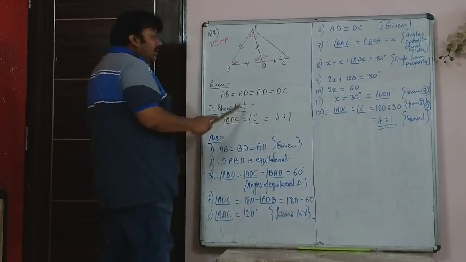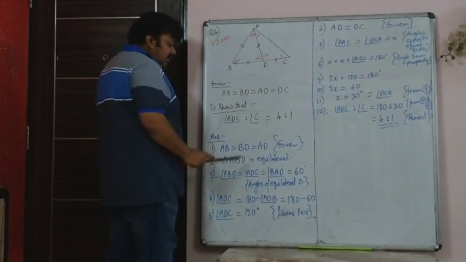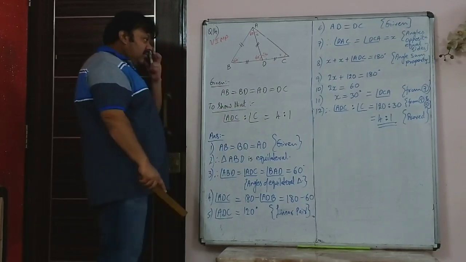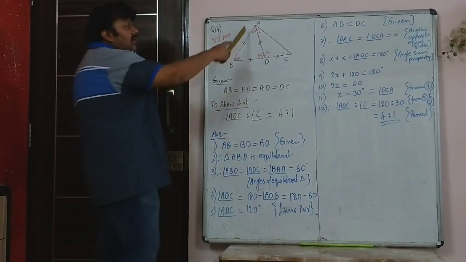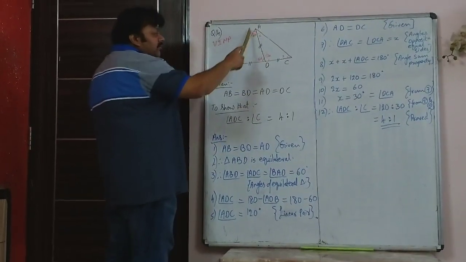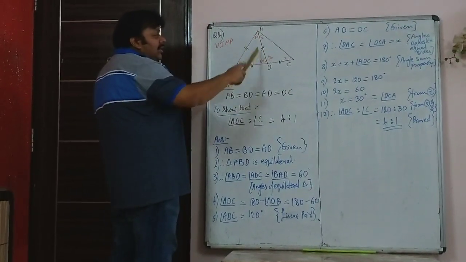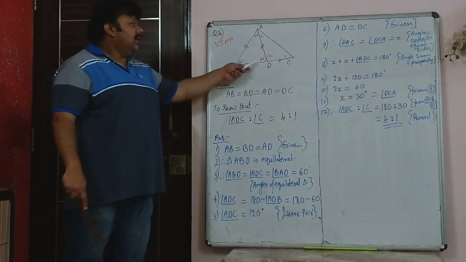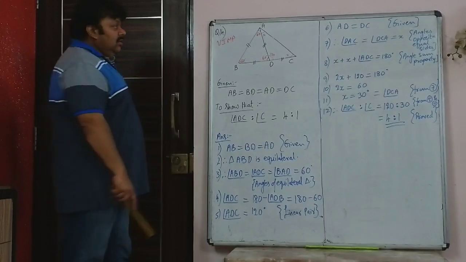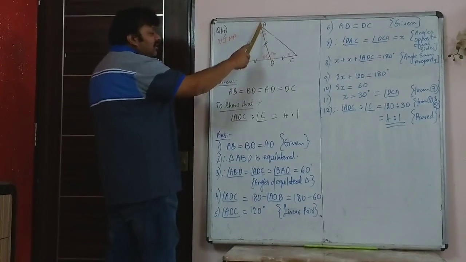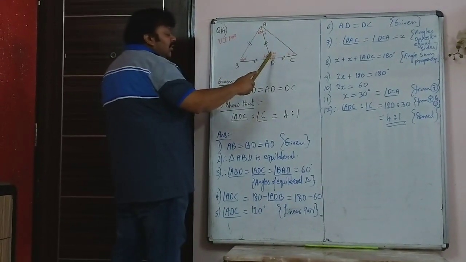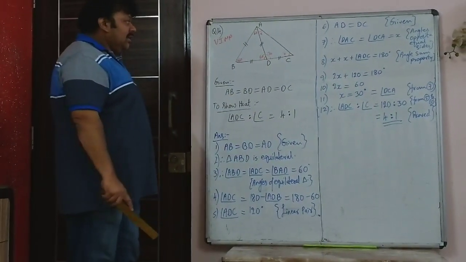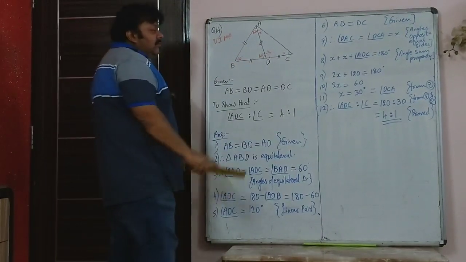So you are asked to show that this angle ADC to angle C, this angle, is in the ratio 4:1. So now, since these three sides are equal, this triangle ABD is equilateral. So all the three angles of triangle ABD will be 60 degree. So by linear pair, we can say that ADC will be 180 minus the 60, so it is 120 degree. So we can easily prove ADC is 120.